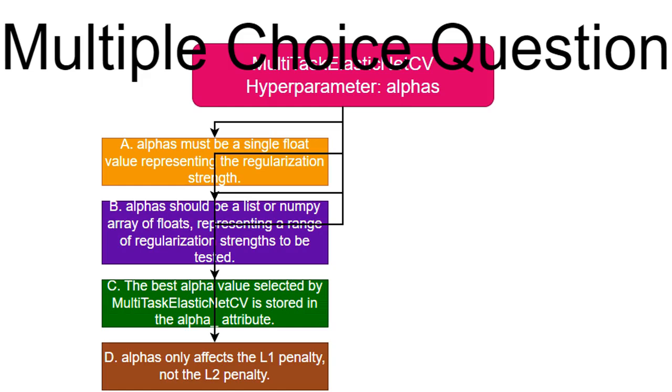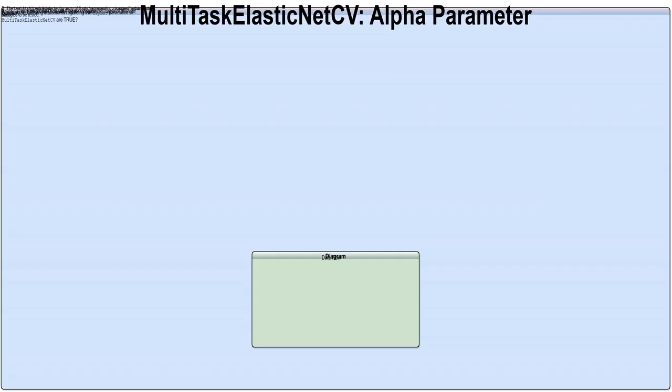A multiple-choice quiz about the alphas parameter in MultiTaskElasticNetCV. This is the title. It tells us the focus is on understanding the alphas parameter within the MultiTaskElasticNetCV function from the Sklearn library. This function helps us build models for multiple regression problems simultaneously.